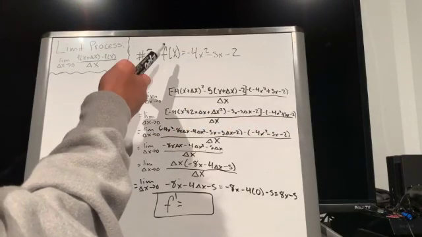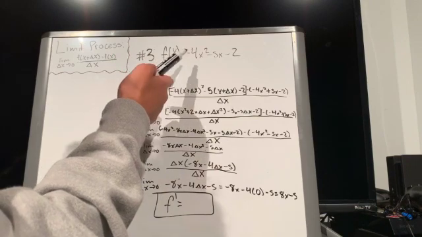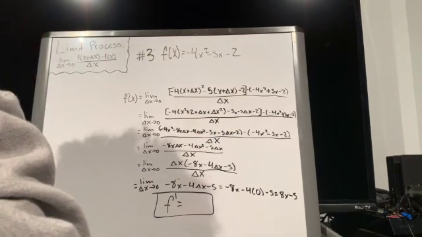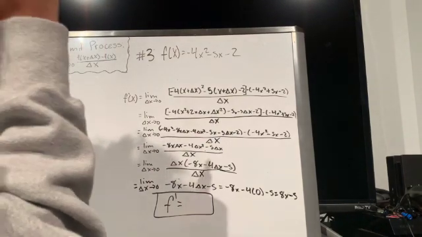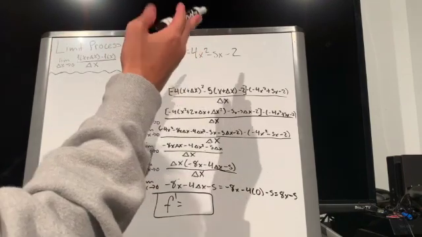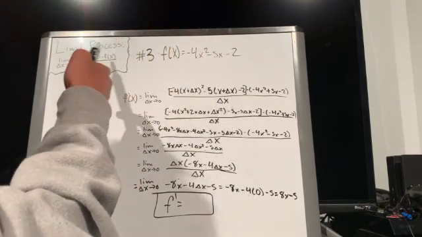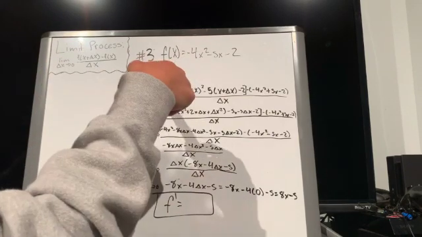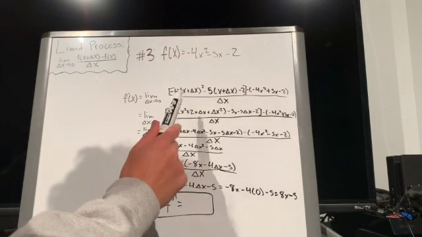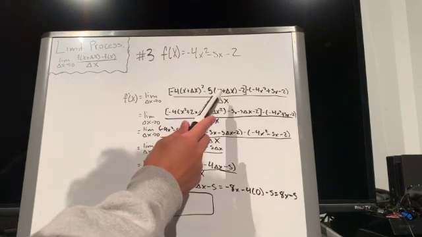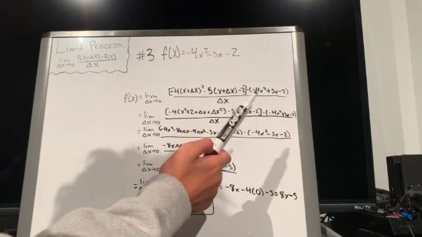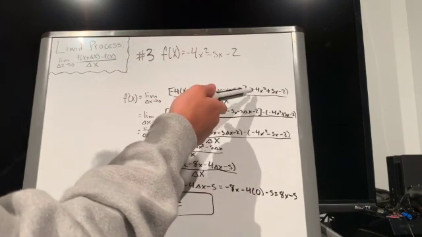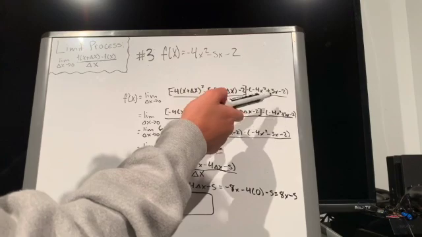For problem number 3, we're going to be finding the derivative of f of x equals negative 4x squared minus 5x minus 2. And like the other problems, we're going to be using the limit process, but this time it's going to be a little bit longer since it's a longer equation. So we're going to apply the same method by plugging x plus delta x in for the x's. So we're going to have negative 4 times x plus delta x squared minus 5 times x plus delta x minus 2. And then we're going to have the f of x over here, which is minus negative 4x squared minus 5x minus 2.